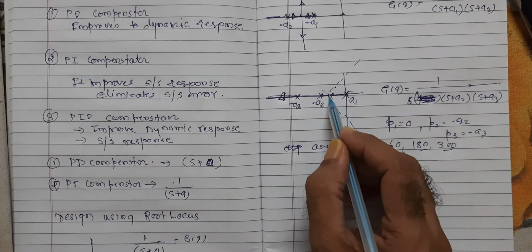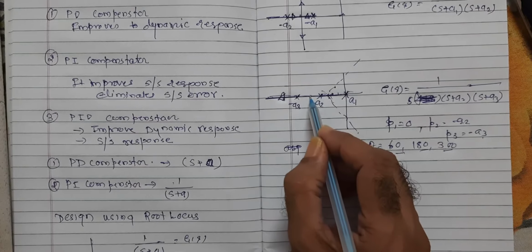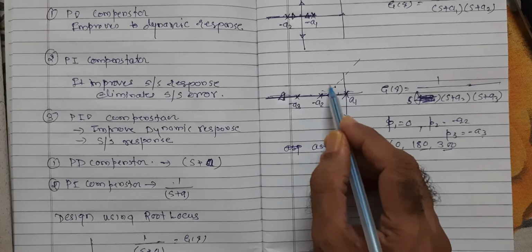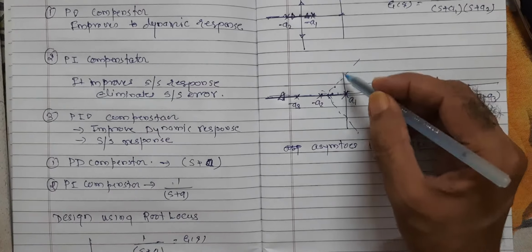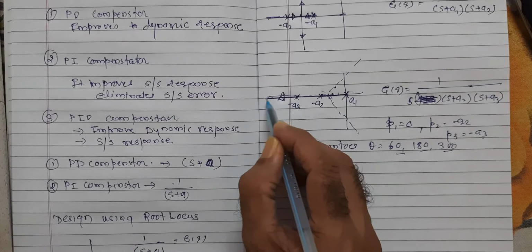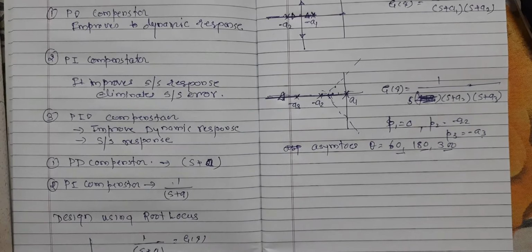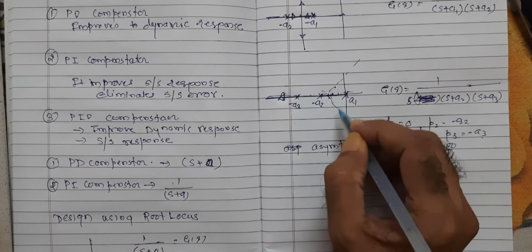If we put the D here and measure the angle, the angle between the x-axis and this line is 60, the angle between this x-axis and this x-axis will be 180 degrees, and the angle between the x-axis and this line becomes 300 degrees. So we have three asymptotes, and these poles will move on these asymptotes towards infinity. Now for this we have the angle of the asymptotes.